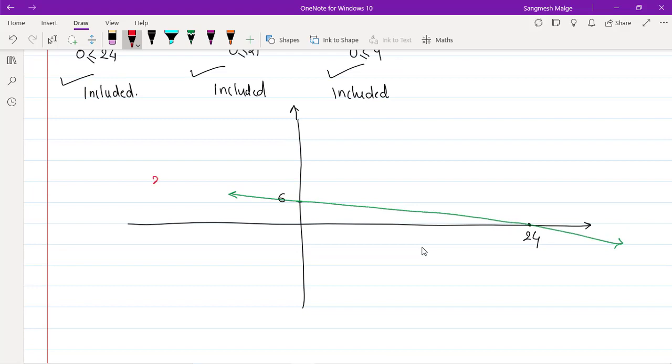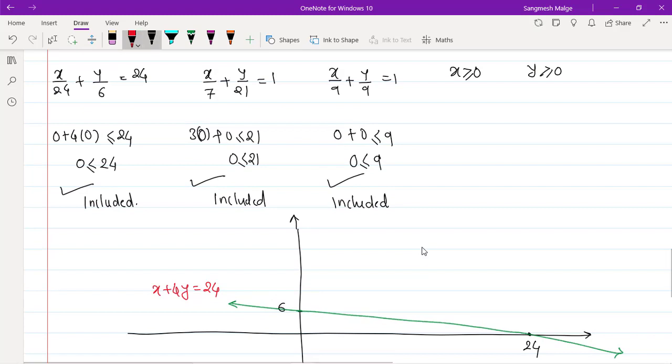So it is x plus 4y equals 24. Let's have the second point now, which is 7 and 21. So here is somewhere I will have 7, and 21 somewhere here. Okay, now let's join these 2 points. So this will be the case now.